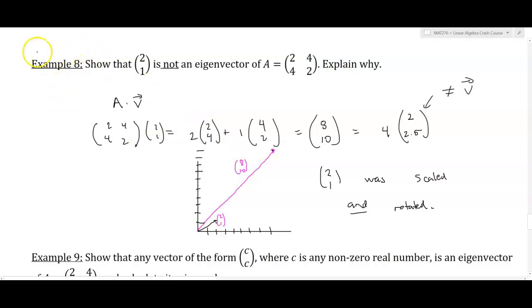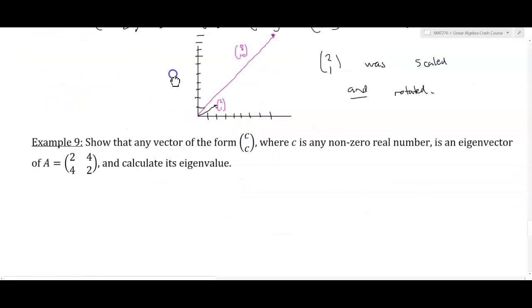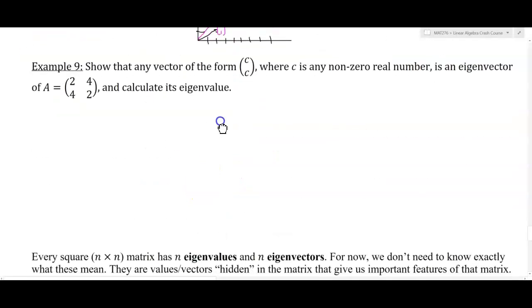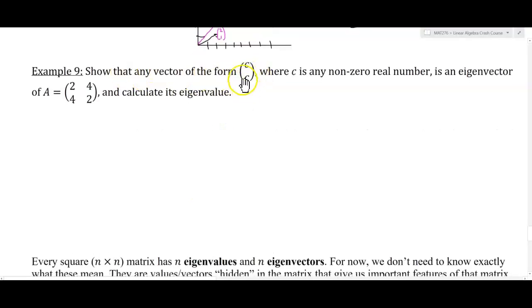Now, it turns out that eigenvectors are not unique, that you can find more than one eigenvector. So we earlier argued that 1, 1 was an eigenvector, but we could have tried 2, 2, or 3, 3, or 4, 4, or any vector where the x and y components are the same.